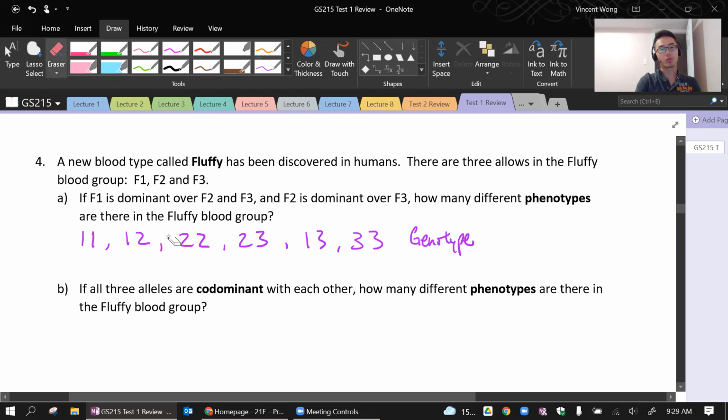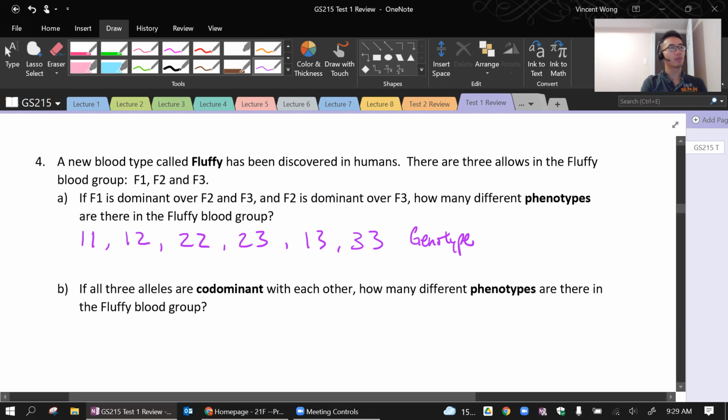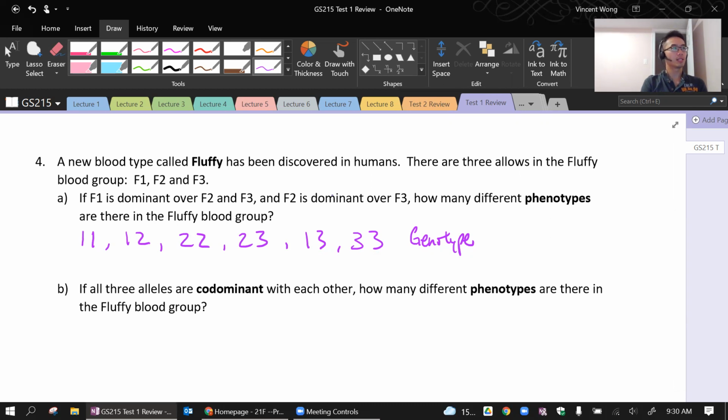And these are all the possible genotypes. Okay, what about phenotype? How many phenotypes do we have? What are some answers from different groups? Anybody? Would it be 12? Okay, 12. Anyone else? Thank you, Colleen. Anyone else?